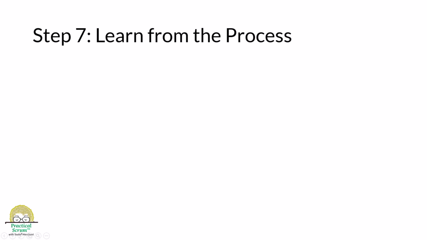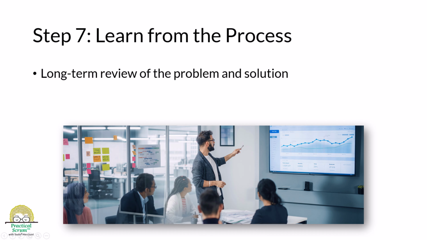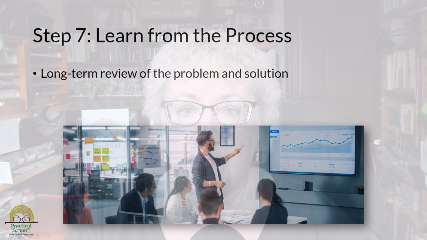Number 7, learn from the process. Again, Agile moves fast enough that it doesn't always seem necessary to review what's now working, and that's a missed opportunity. This opportunity to learn can be delivered in a meeting, maybe 45 to 60 minutes, that includes everyone who participated in the solution and other interested parties.